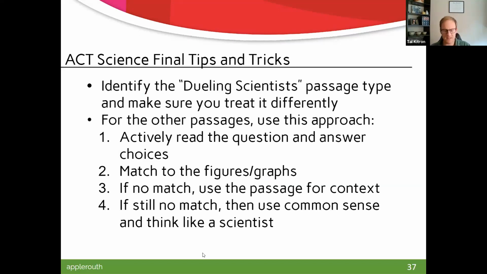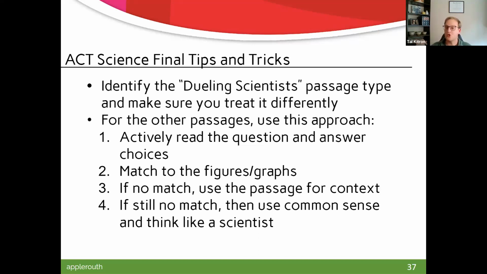Last little tips and tricks on science. There is one of the 6 passages that will be a dueling scientist passage. What that means is it probably won't have graphs. It'll have opinion 1, 2, 3, and maybe 4. Sometimes it's scientist, sometimes it's student one, student two. When you see that, you just have to identify it as different. It is not a matching game. It is not one where you should skip the passages and go straight to questions and match back and forth.